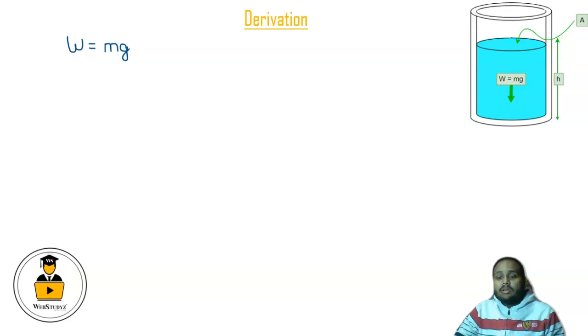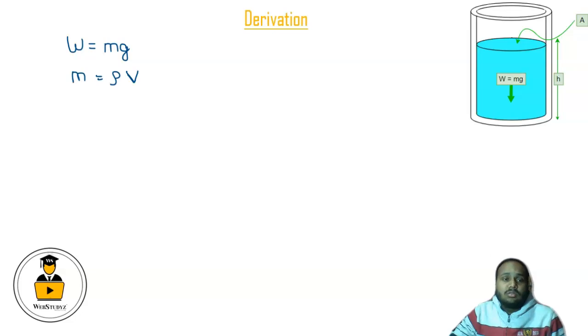Fine. Then the mass of the fluid is equal to the product of volume and density of that substance. So mass m is equal to density rho into volume v. Fine. Then this volume v of the fluid is also equal to the dimension of the container. What is it? Area of cross section into height up to which the fluid is filled.